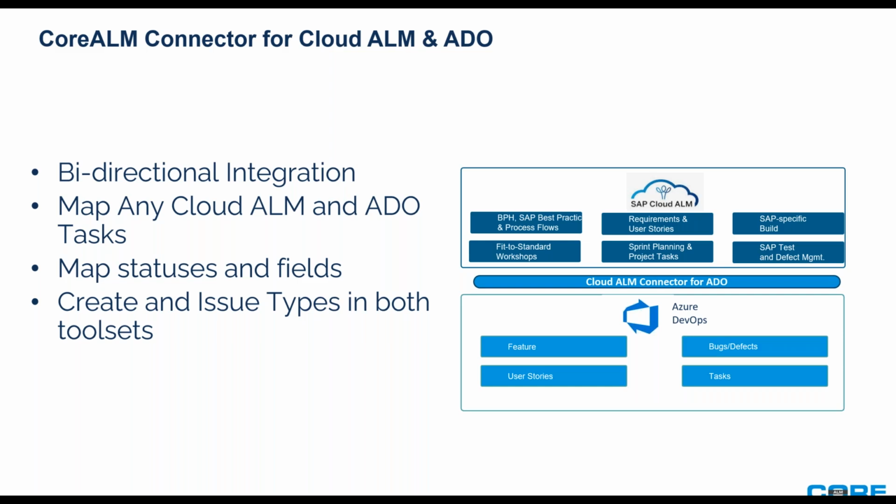Therefore, the non-SAP teams can also work on the same requirements. What the integration does is we have a bi-directional, so you can create, let's say, different tasks from both tools, and then we pretty much can map any Cloud ALM and ADO issue types such as features, epics, tasks, bugs, etc. within Cloud ALM as well. And also we can map any type of status or fields, for example, that you want to pass between the two tools and that you want to exchange or change or sync, etc.